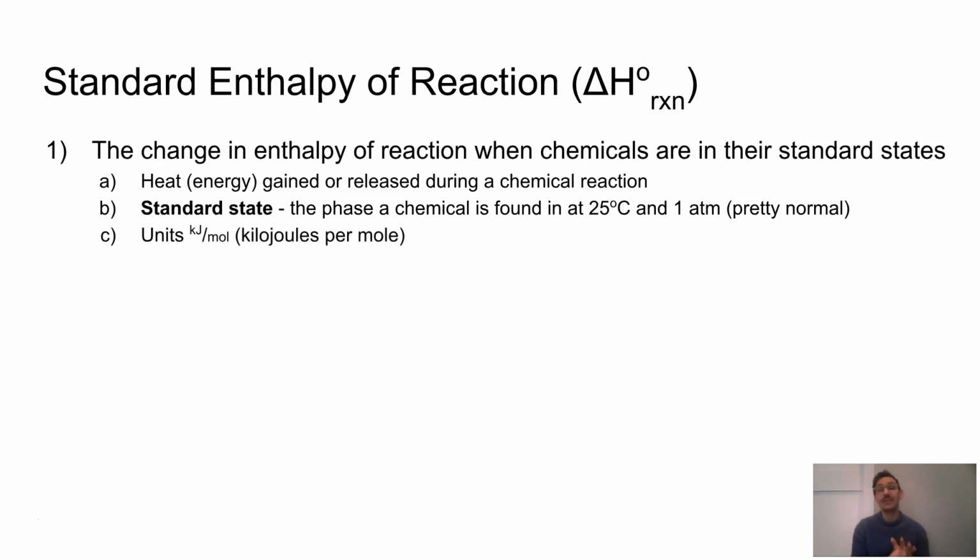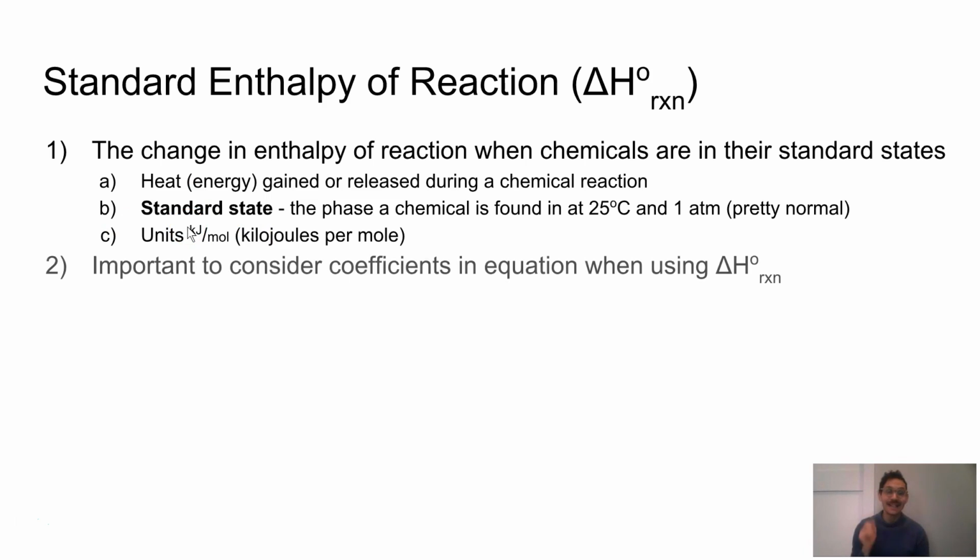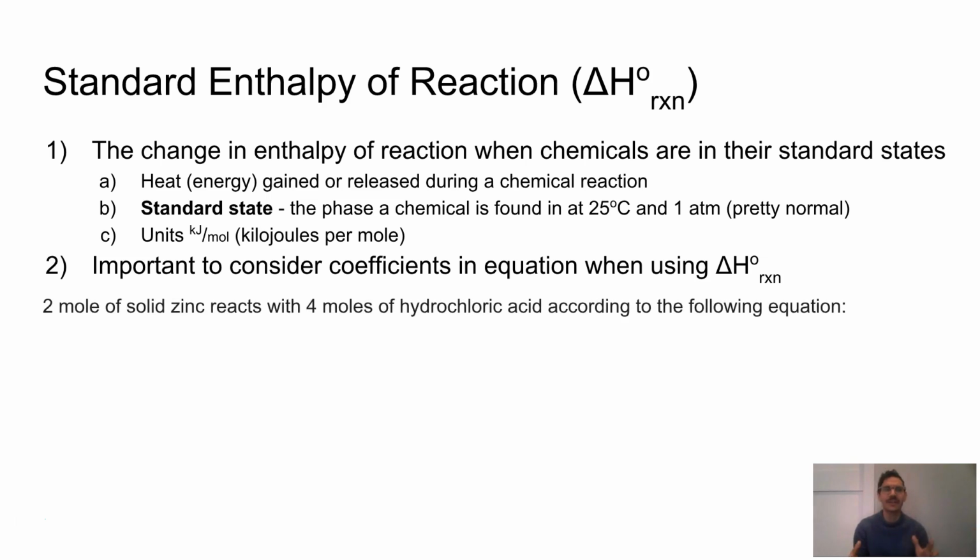And the units we're going to use for this standard enthalpy of reaction are kilojoules per mole typically. So if a mole of substance reacts, according to whatever reaction, it should release that many kilojoules. Neat. But one thing that we have to make sure that we do is consider coefficients in the equation that we're using when we use these delta H's for calculations. Let's take a look at this.